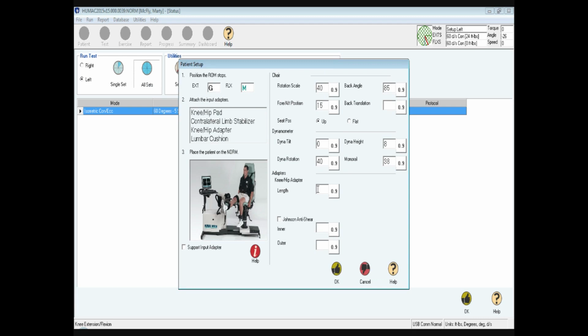If you want to, in this box, you can even put in the adapter length. That way you can precisely have it at the exact same length as what you tested before or what you'll test later. Again, I usually leave that blank, but you can put it in.